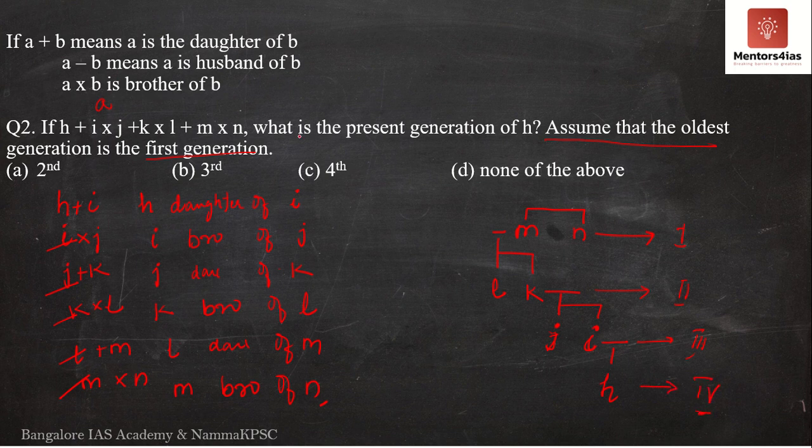So the question is asking for what? What is the present generation of H? Obviously, it has to be the fourth generation. I hope this is simple. Everybody followed and also understood this particular problem over here. Okay, so it is fourth generation.